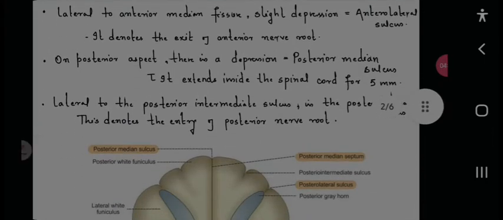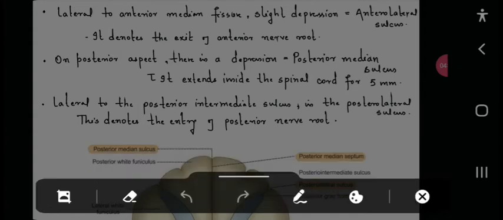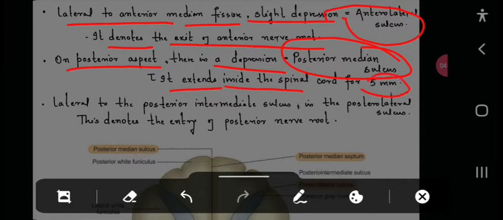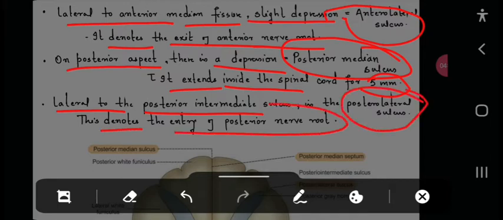Lateral to the anterior median fissure, slight depression, anterolateral sulcus. It denotes the exit of anterior nerve root. On posterior aspect there is a depression, posterior median sulcus. It extends inside the spinal cord for 5 mm. Lateral to the posterior intermediate sulcus is the posterolateral sulcus. This denotes the entry of posterior nerve root.